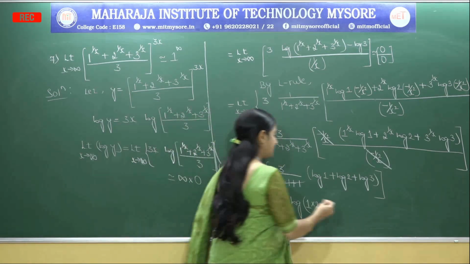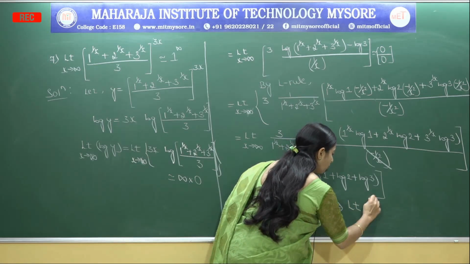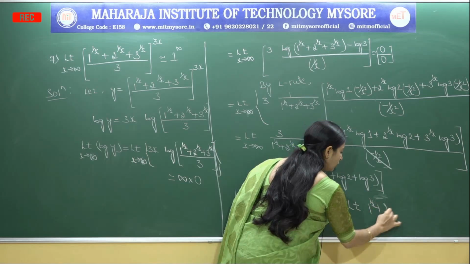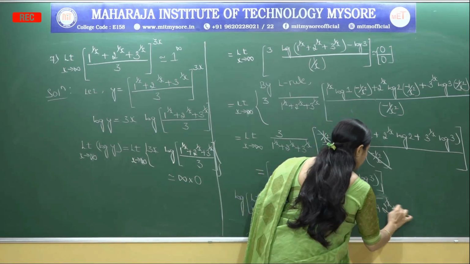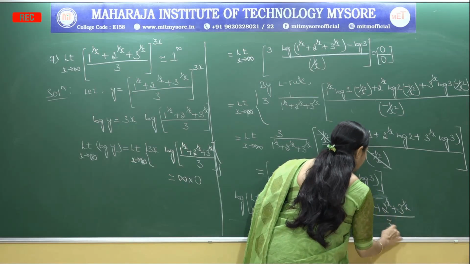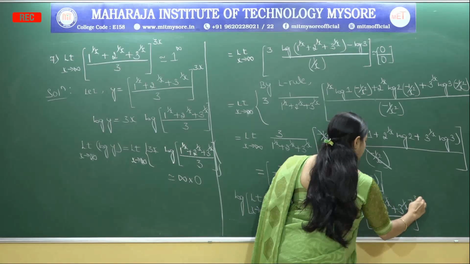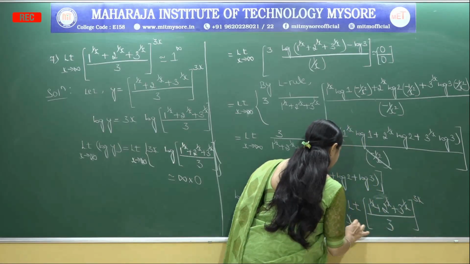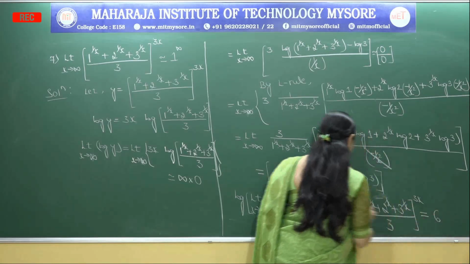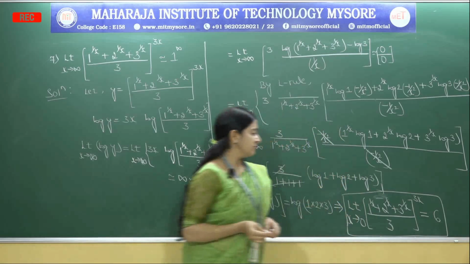Neglect the log on both sides. Then substitute for y, and you will get the limit of ((1^(1/x) + 2^(1/x) + 3^(1/x))/3) to the power 3x, as x tends to 0, equals 6. This is the answer.